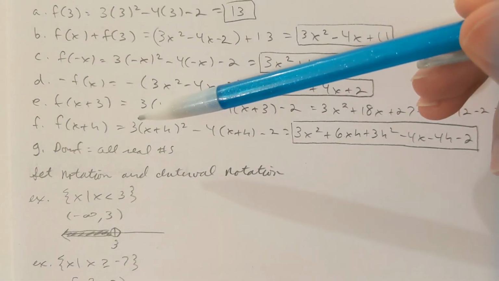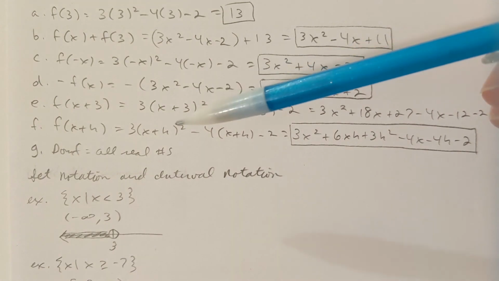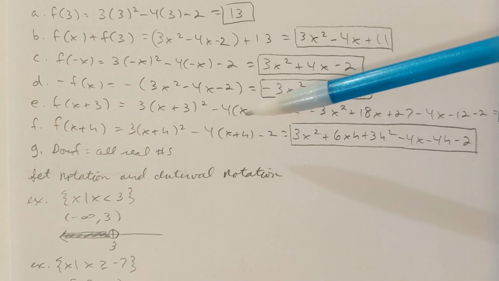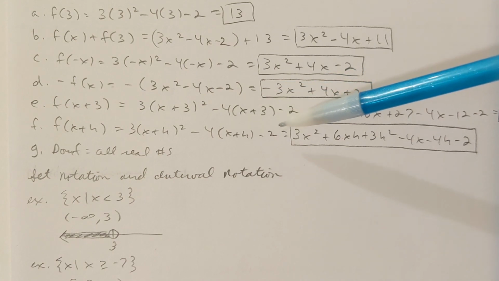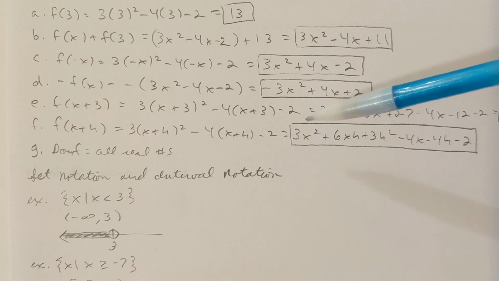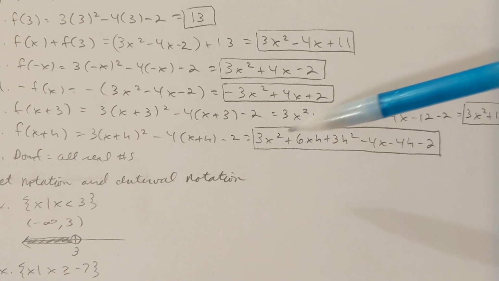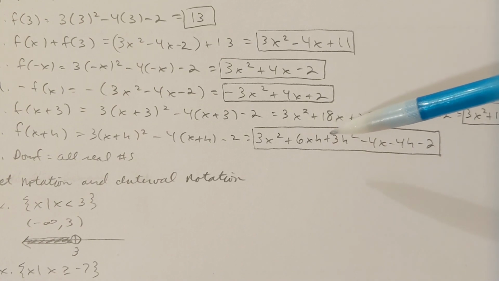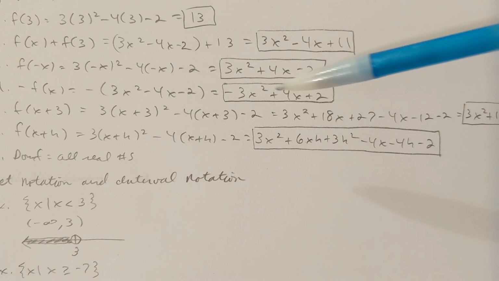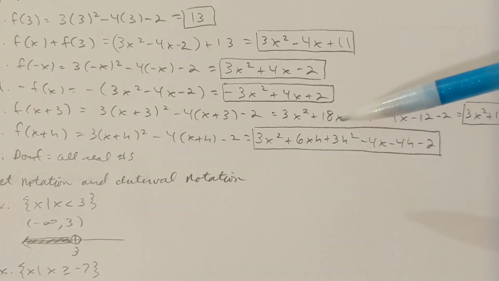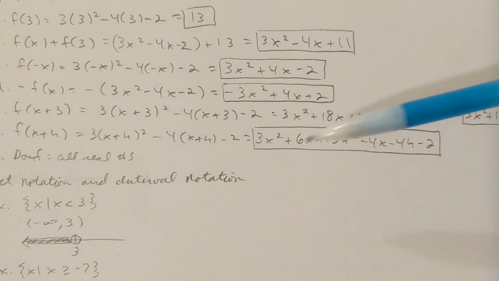And here's f of x plus h. That's the same as 3 times (x plus h) squared minus 4 times (x plus h) minus 2. When I FOIL this out to begin calculating, I get 3x squared plus 6xh plus 3h squared, and then minus 4x minus 4h minus 2. Nothing is in common, and so at that point I'm done with the calculation. There's nothing to combine together.